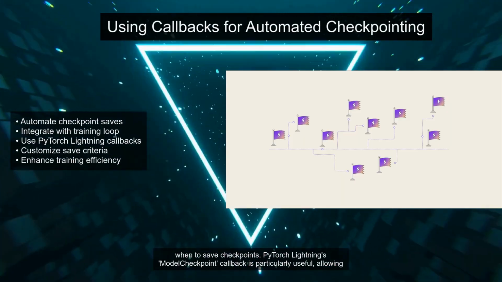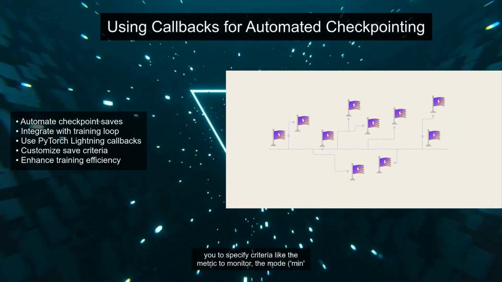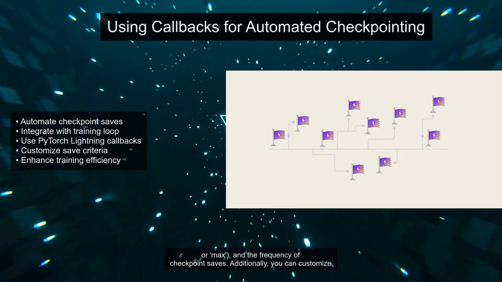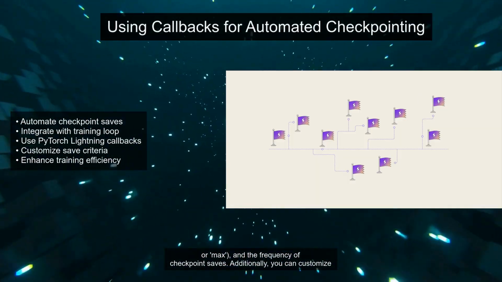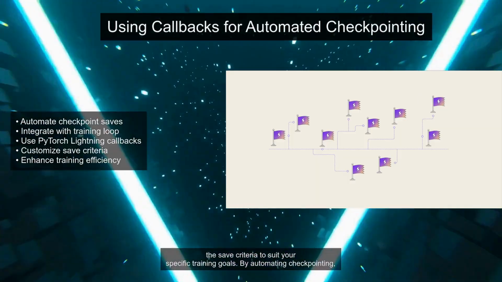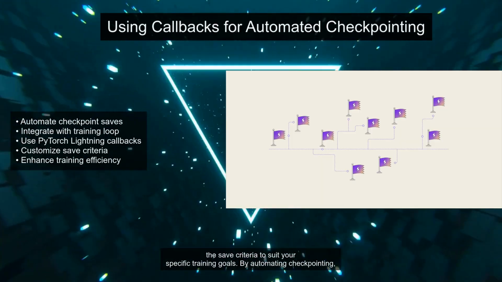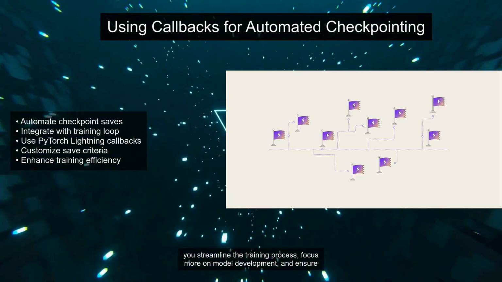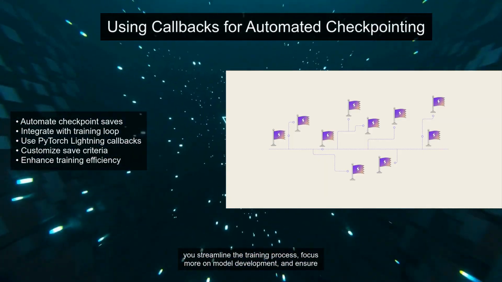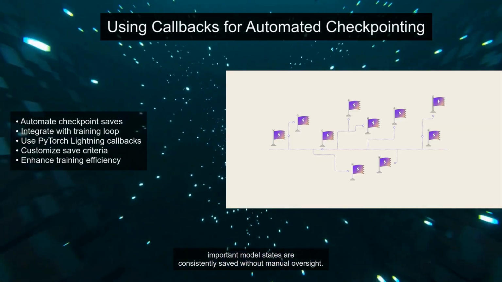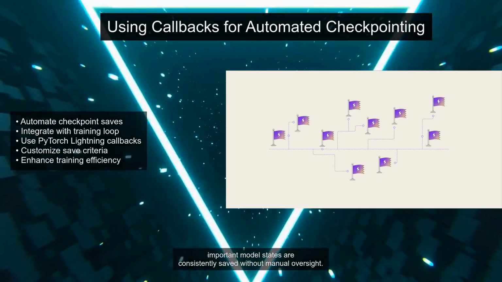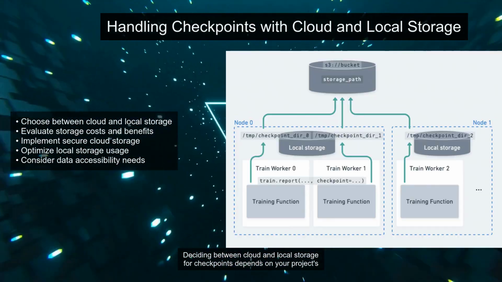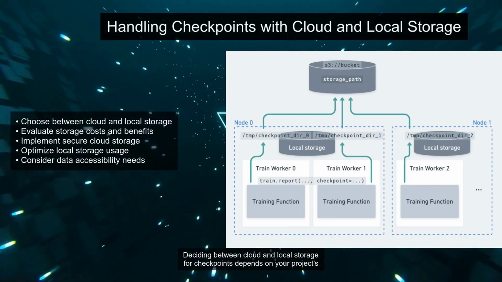PyTorch Lightning's model checkpoint callback is particularly useful, allowing you to specify criteria like the metric to monitor, the mode, min or max, and the frequency of checkpoint saves. Additionally, you can customize the save criteria to suit your specific training goals. By automating checkpointing, you streamline the training process, focus more on model development, and ensure important model states are consistently saved without manual oversight.